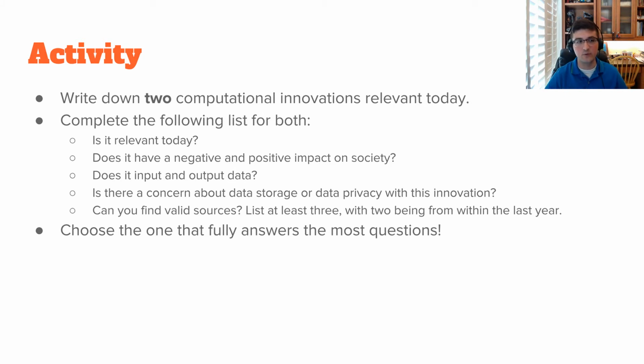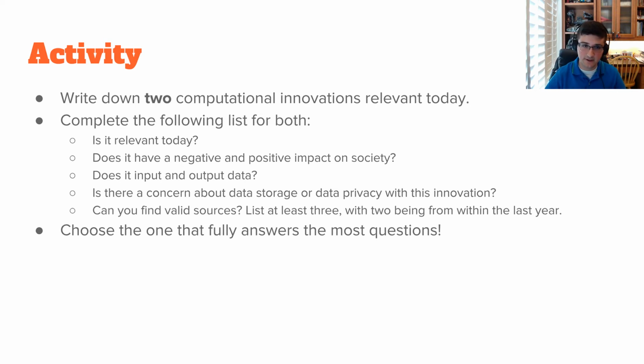Now, here is an activity for you. You want to write down 2 computational innovations that are relevant today. You're asking, but Arek, why 2? Why do you need 2? I'll explain right now: 2 is always better than 1 in the sense that we're drafting ideas right now. And you're going to complete the following list for both. Basically the same questions that I said earlier in terms of what makes a good innovation.